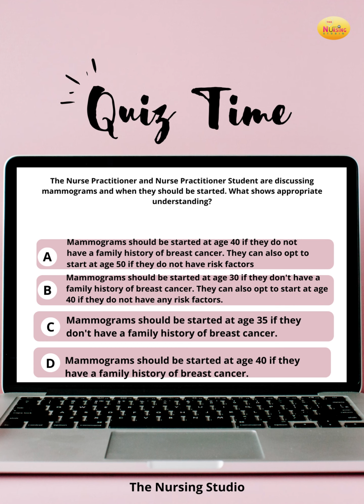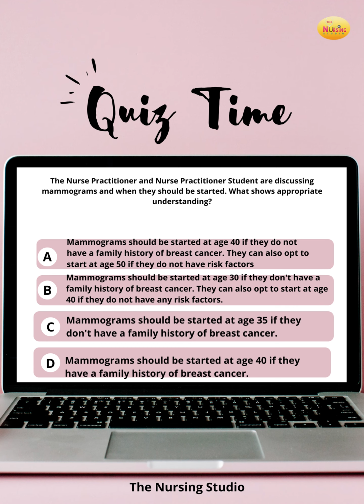So here, the stem of the question states, what shows appropriate understanding? All right, appropriate understanding about what? So this is where you take it back, right? They're discussing mammograms and when they should be started. So you're trying to figure out when should you start mammograms, right? So let's go through it. Is it A, a mammogram should be started at age 40 if they do not have a family history of breast cancer, and they can also opt to start at age 50 if they do not have any risk factors. That sounds about right. You start to think about the knowledge of when you know to start those mammograms. And so A is the correct answer, and we'll go through all of them.